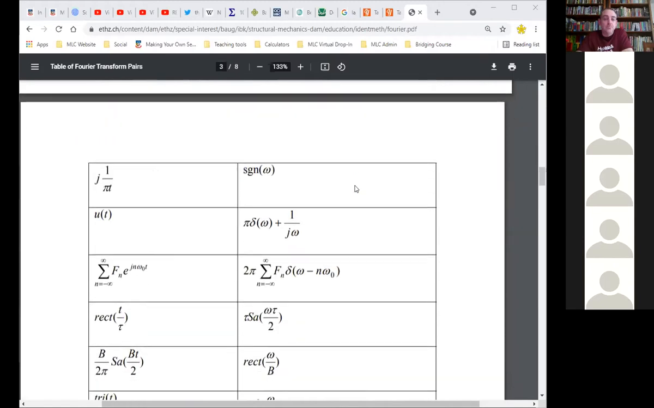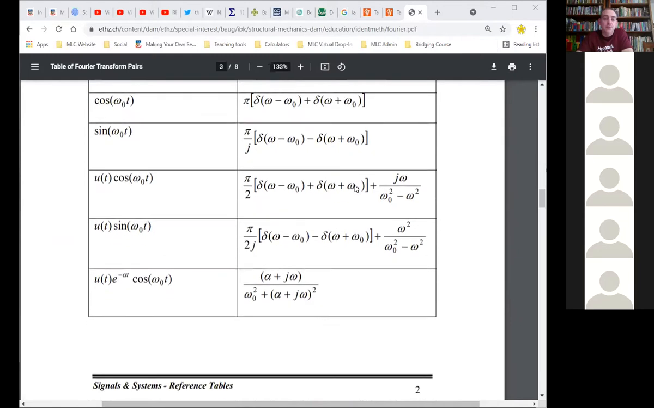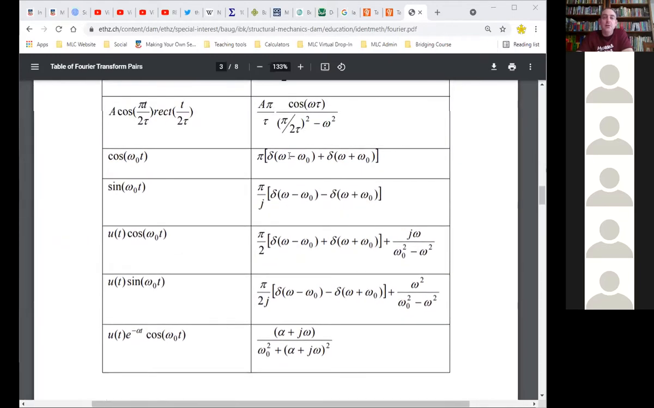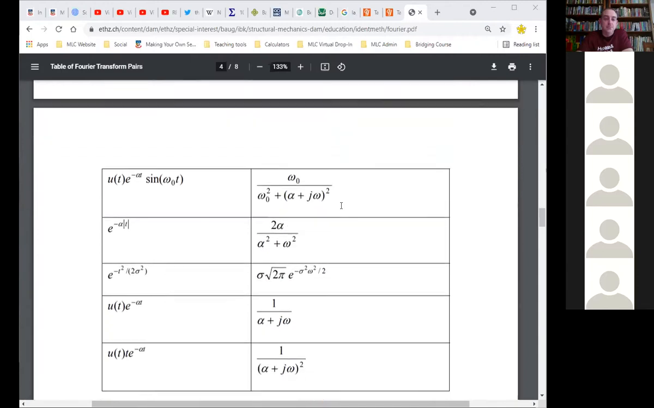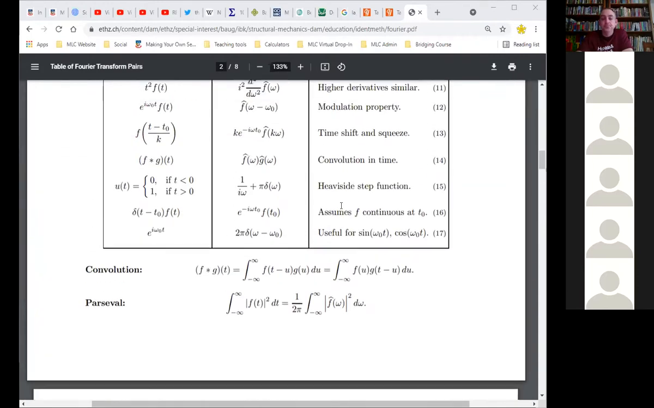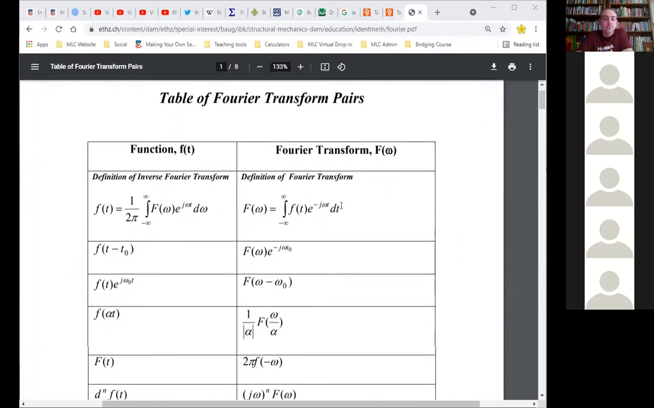Wow. No wonder they didn't give it to you, because this looks insane. Oh, here you go. There's Dirac delta functions here that are causing cosines and sines to appear. Okay. Good-o.